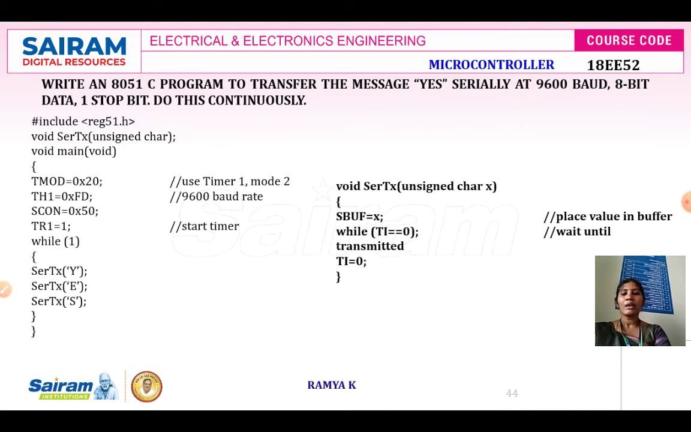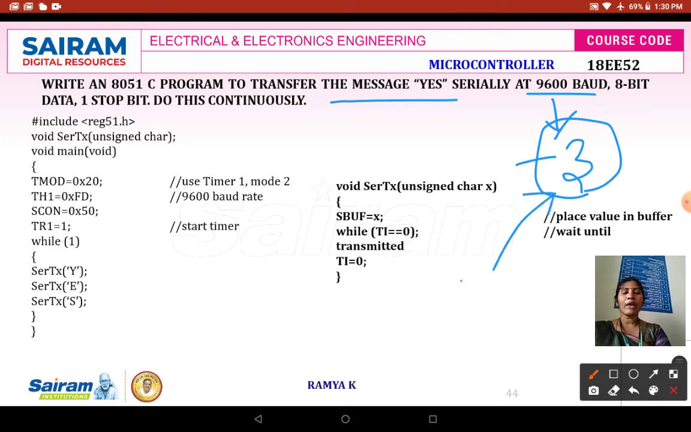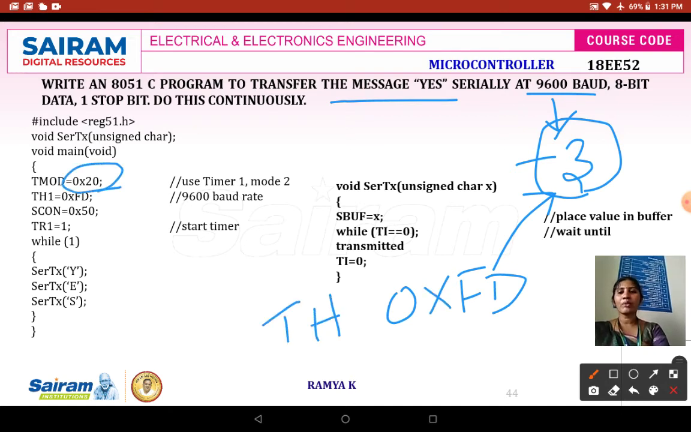Here also you have to send the message called YES at 9600 baud rate. For 9600 baud rate, the data to be loaded is -3. For -3, the hexadecimal is going to be FD. So I'll be loading TH1 with FD and TMOD with 20, since I am going to prefer timer 1 in mode 2, that is 8-bit auto reload. Then I have to load my serial control register with 0x50 to make it work in mode 1 operation, that is variable baud rate, 8-bit and 1 stop bit.